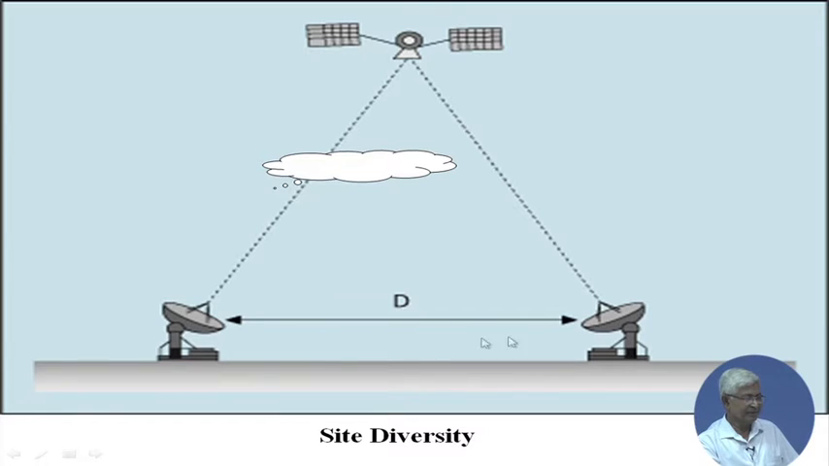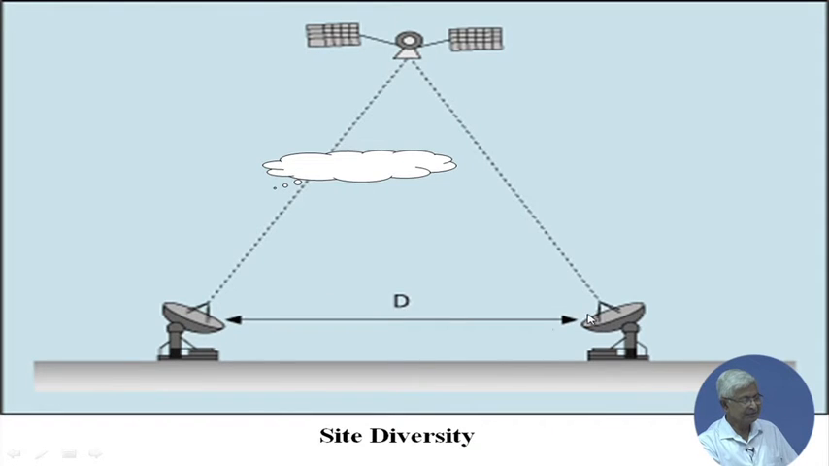The site diversity is shown here pictorially, simple. That is the wanted path through which you are communicating has certain impairment, here a cloud is shown. So you select another path where this attenuation is not there, or this impairment is not there. Now the distance between these two, and you have to synchronize the communication between them.